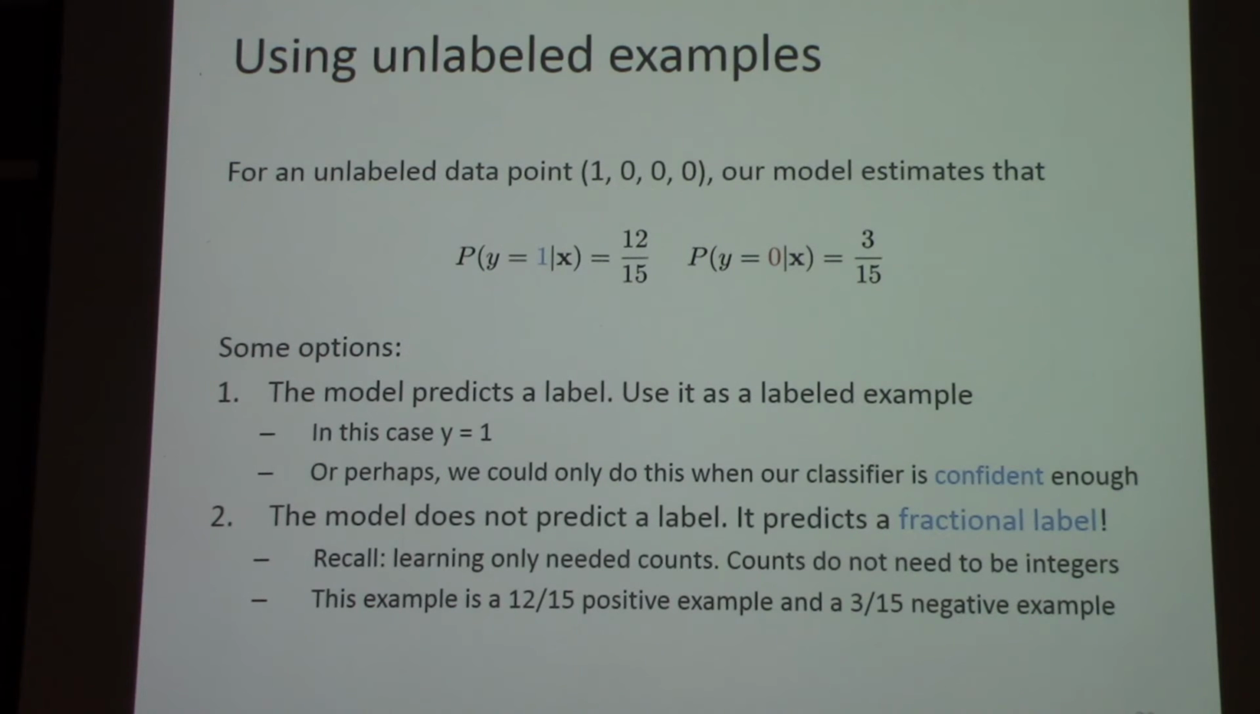Who said that you should add 1 to the counter? I can add a fraction. So instead of adding full counts, I can add fractional counts. So we can say that this example has a label 1, or actually it is both 1 and 0. It's 1 12/15th of the time and 0 3/15th of the time. Right? This idea of fractional counts is important when we are talking about EM. So are there questions?